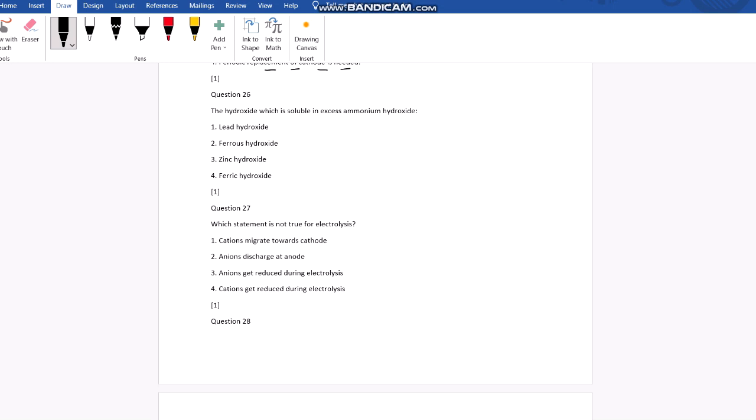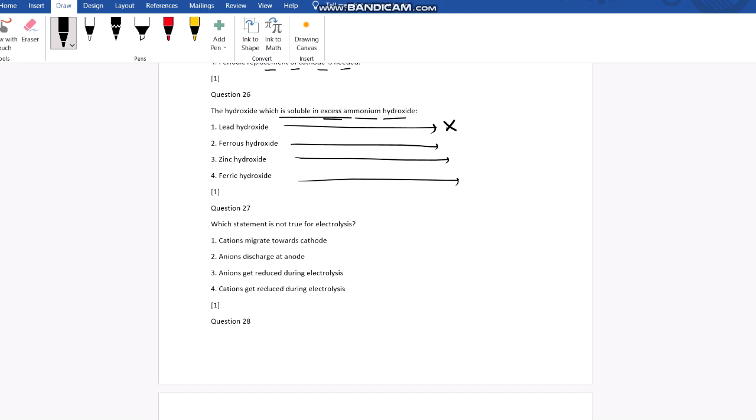Question number 26: the hydroxide which is soluble in excess ammonium hydroxide. The hydroxide which is soluble means it will form a soluble complex ion. In the case of lead hydroxide, ferrous hydroxide, zinc and ferric, lead forms a precipitate only, ferrous hydroxide forms a precipitate, and ferric also forms a precipitate only. So the answer will be zinc hydroxide.